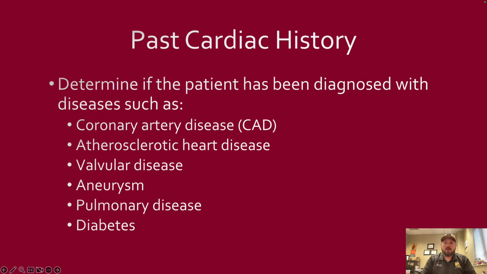Also inquire about any past cardiac history. Examples of this are coronary artery disease, atherosclerotic heart disease, valvular disease, aneurysms, pulmonary disease, diabetes. Diabetes is very hard on the cardiovascular system. Renal disease, vascular disease, inflammatory cardiac disease, any types of previous cardiac surgeries, and do they have any congenital anomalies as well that follow them into adulthood.